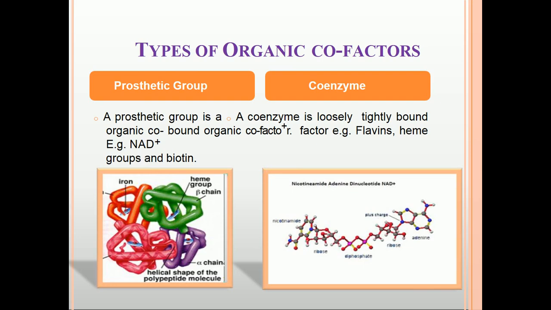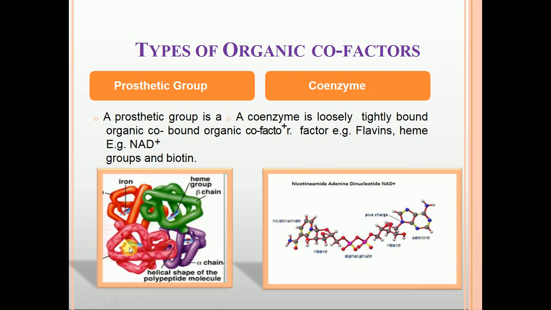Okay, now let's see the types of organic cofactors. They are classified into two categories: prosthetic groups and coenzymes. A coenzyme is a loosely bound organic cofactor, for example flavins, heme, nicotinamide adenine dinucleotide groups, and biotin-like vitamins. The non-proteinaceous part is also called the prosthetic group, which is very important for the activity of enzymes. The coenzyme is loosely bound to the organic cofactors, especially flavins and heme. So these are very important.